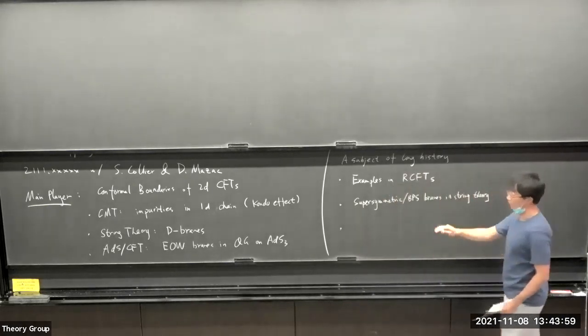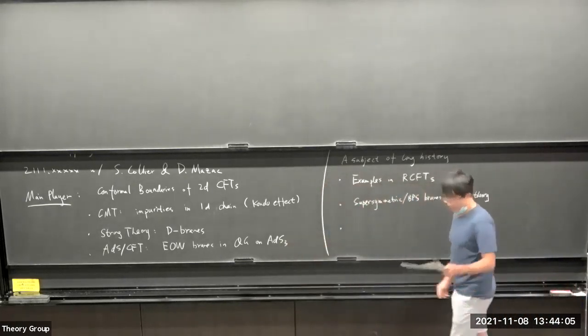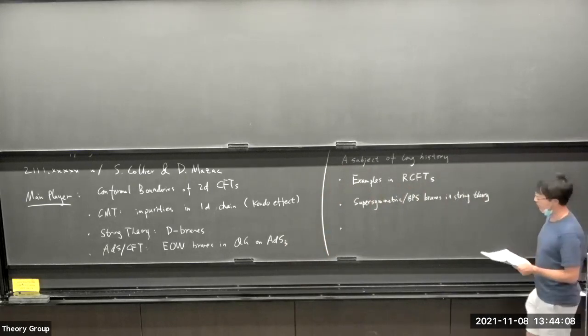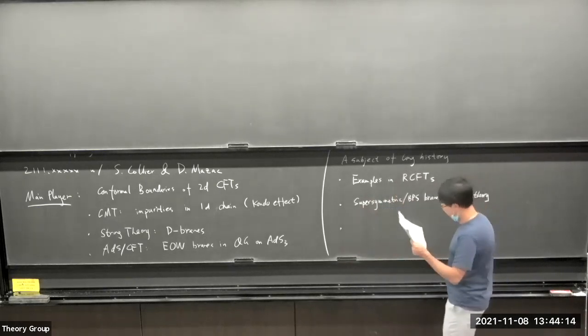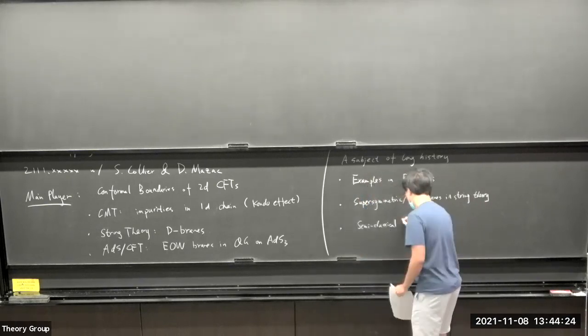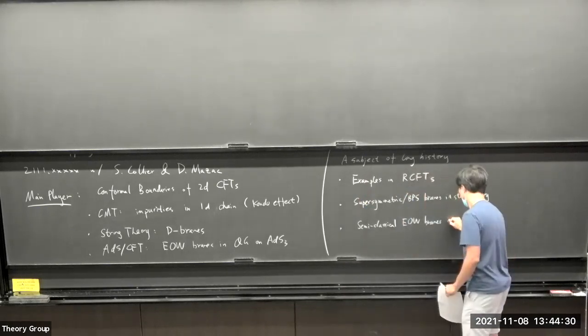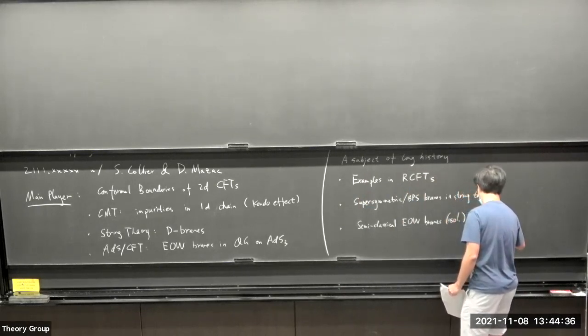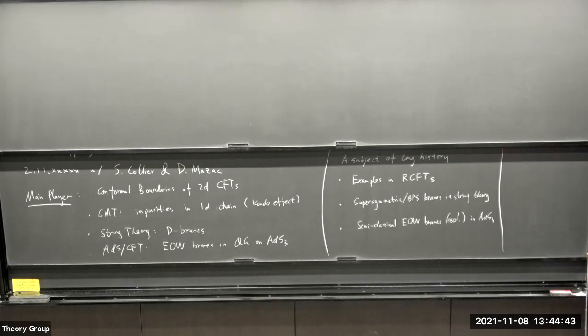And lastly, there's a nice set of descriptions of these end-of-world branes in AdS3 gravity, by looking at solutions of the Einstein equation in the presence of a boundary that extends into the AdS3 bulk. These are described by so-called semi-classical solutions, or semi-classical end-of-world branes. But these developments are largely incomplete.